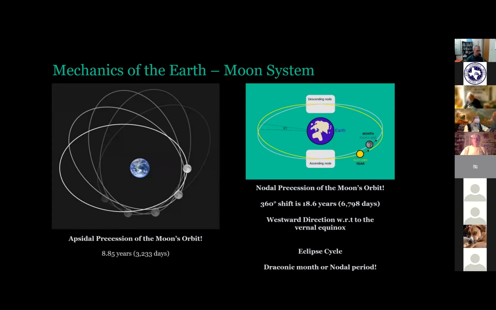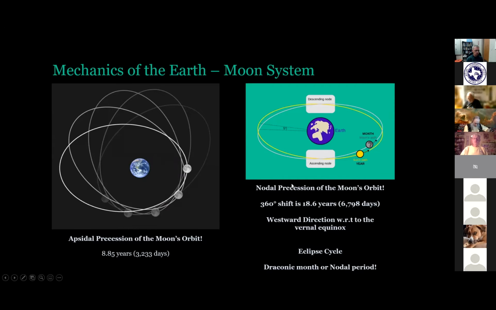So this is the apsidal precession. So it takes 3,233 days for the moon to wobble once around the Earth. So we lined up that position, the point of the moon's furthest distance from the Earth. And if we line it up with a constellation like Taurus, that position across the constellations is going to shift. Now, this is what we call the nodal precession.